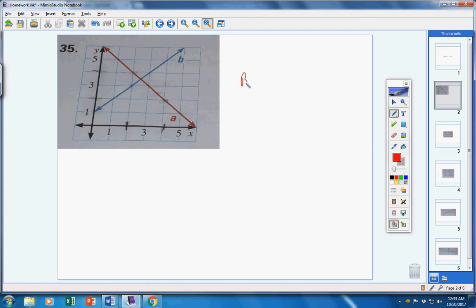Now, let's work with the blue line, okay? First of all, the blue line will have a positive slope from the left to the right. It's going up, okay? And I guess to be consistent, we'll use blue for the blue line.